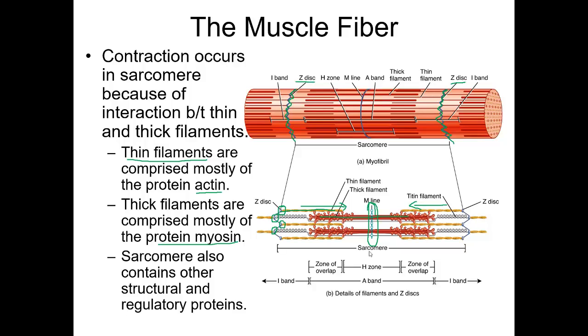Now around the M line, there is a space. So take a look at this. The space on the thick filament from here to here. So the space on the thick filament around the M line is called the H for Heller, the last name of the scientist who studied this. It's called the H zone, H for Heller. So when the muscle contracts, the thin filaments are moving into the H zone towards the M line, right here.